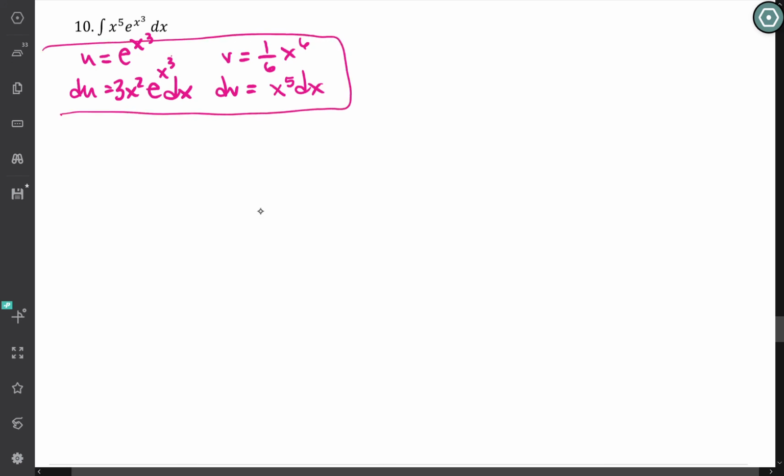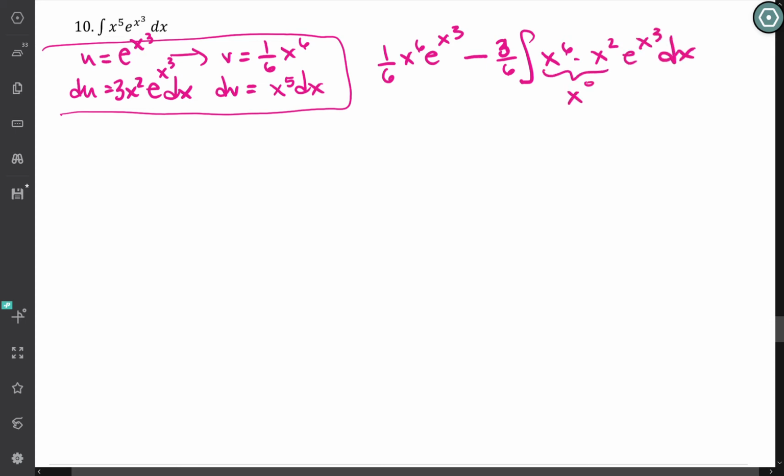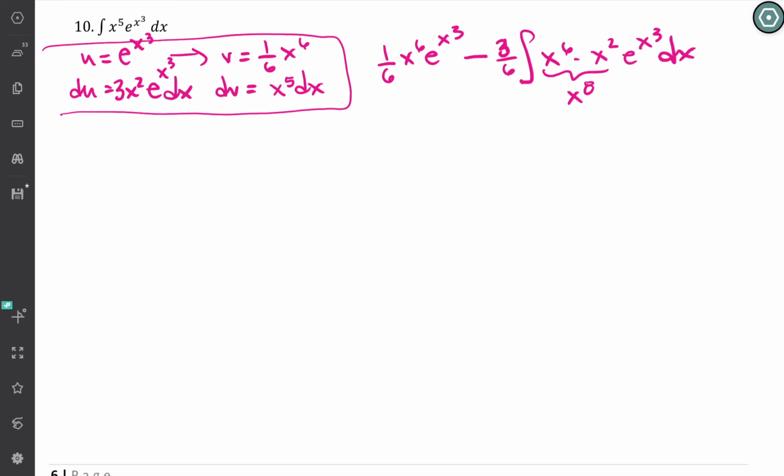So when I put this together, u times v is 1/6 x to the 6th times e to the x cubed minus the integral of v, I'm going to move that 1/6 out in front, x to the 6th du. Hold on, let's keep track. Okay, so I'm going to put the 3 out in front, and then I'm going to have an x squared e to the x cubed dx, which means I really have an x to the 8th. Okay, I think it's settled. I tried it. I followed through. And that looks worse than what I started with. So, I want to try something else.